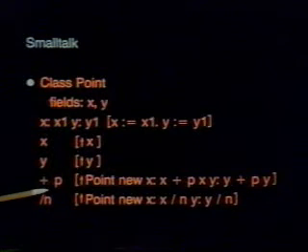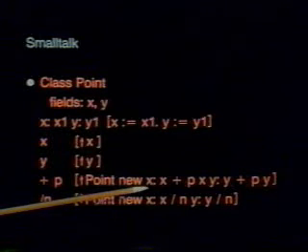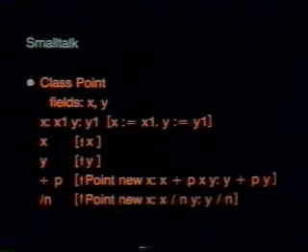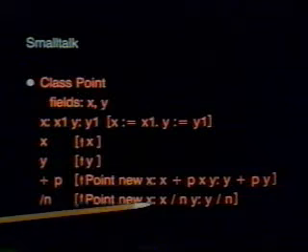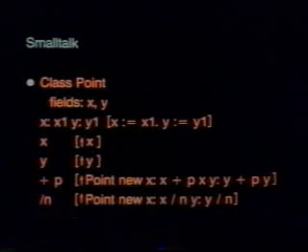If you send it the message plus and another point, then it will create a new point, sending new to the class point, which will make up a new one, a blank one, and initialize it with an X coordinate, which is this point's X, plus the other point's X, and a Y coordinate, which is this point's Y, plus the other point's Y. So this is just a short way of doing sort of vector addition of these two coordinate pairs. And this last message down here would divide a point by a certain scalar value. Creates a new point whose X coordinate is divided by n from this one, and whose Y coordinate is scaled down by n as well.